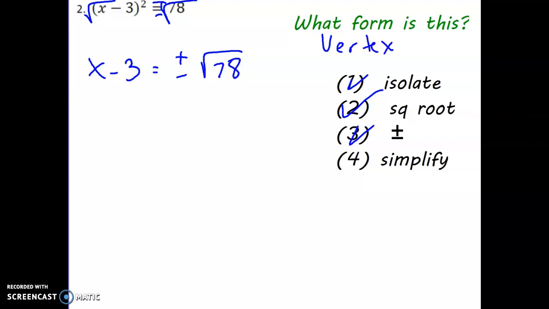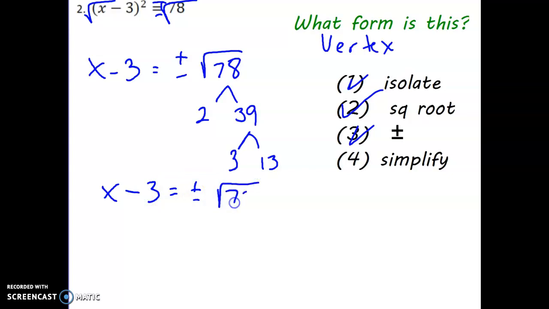Okay, let's see if we can simplify that 78 at all. Let's see if we can do a factor tree. So I notice that it's even. So 2 will go into 78 39 times. 2 is prime, but 39 is not. Let's factor that again. 3 and 13. Okay, so I don't have anything I can circle. I don't have any pairs. I have 1 2, 1 3, and 1 13. So that means I cannot simplify this. Even though it looked like I might be able to, I cannot.